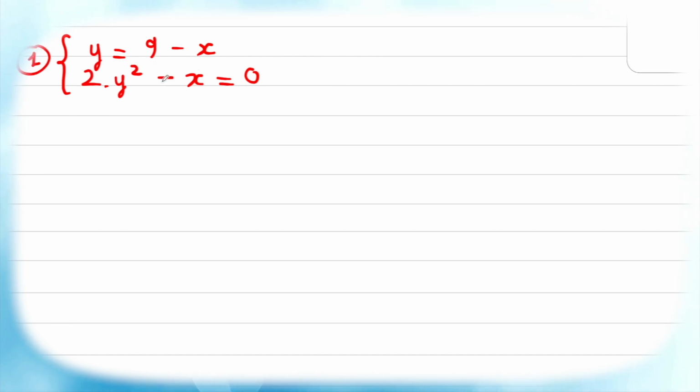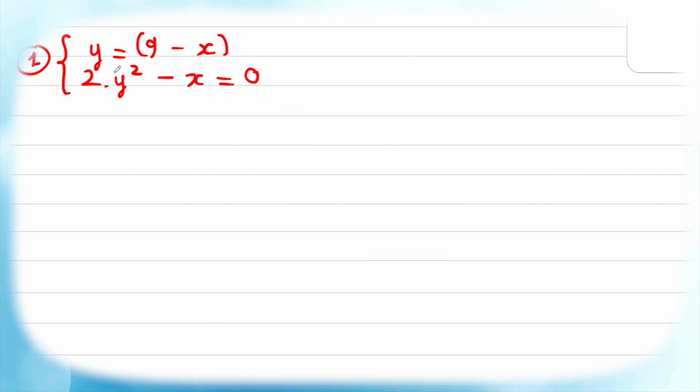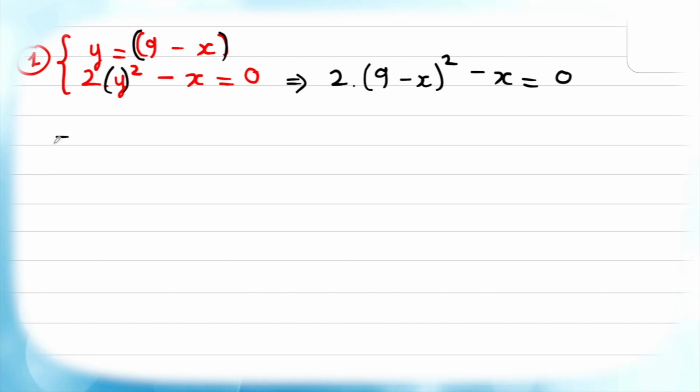The first equation is y = 9 − x, and the second one is 2y² − x = 0. For y squared here, we can substitute the bracket from the first equation into the second one. Remember the method of substitution, we need to set up the bracket like here. That's why we can write the second one in terms of x only, like this equation. Now it's time to apply the perfect square formula.